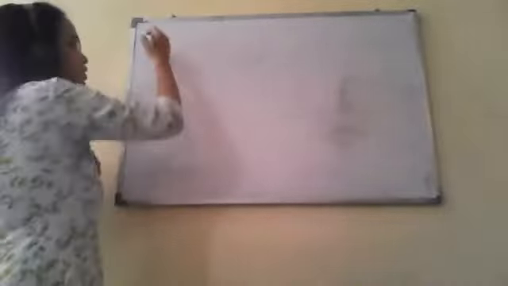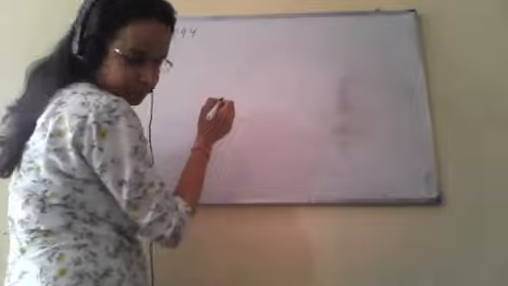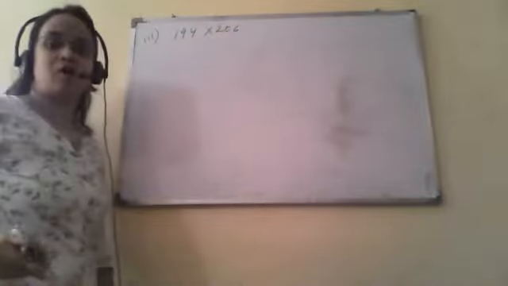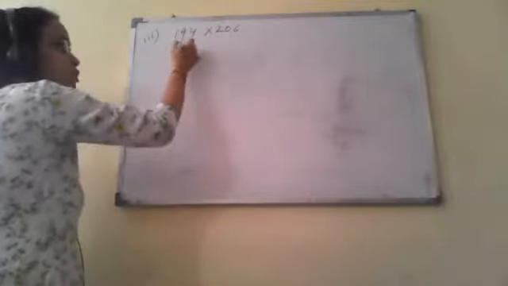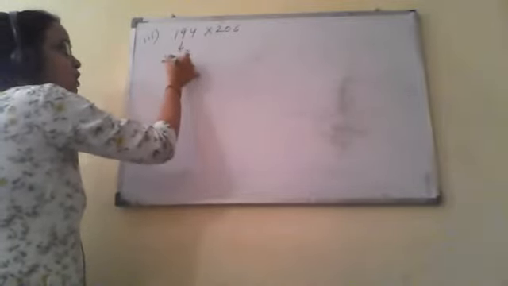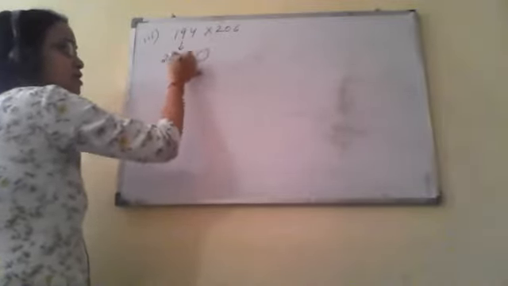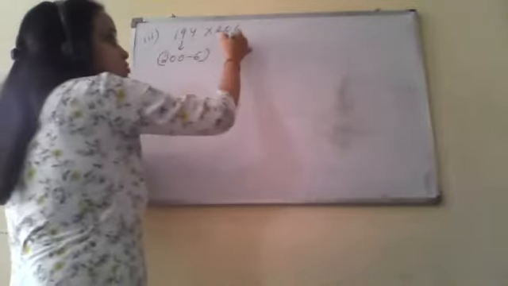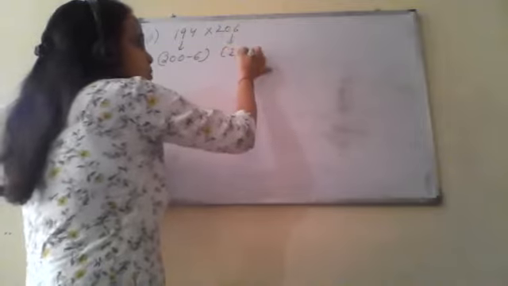Now third part. The third part of the question is 194 into 206. Now we have to split these terms, so we have to modify this. This 194 we can write as 200 minus 6, and this we can write as 200 plus 6.